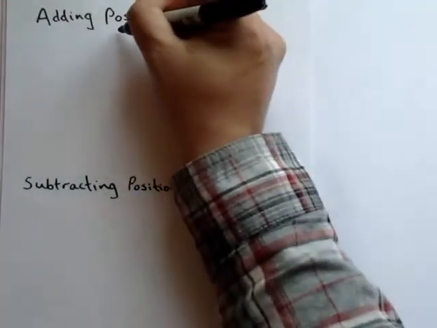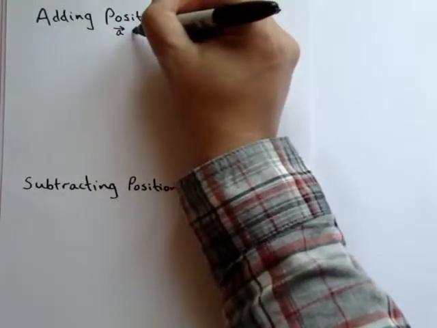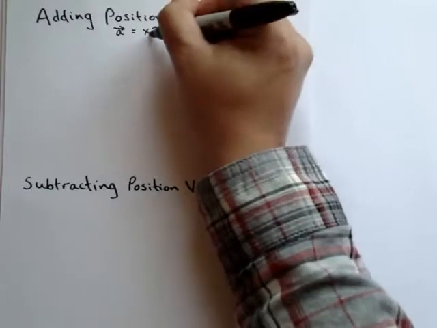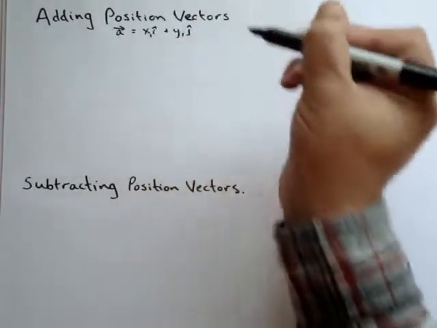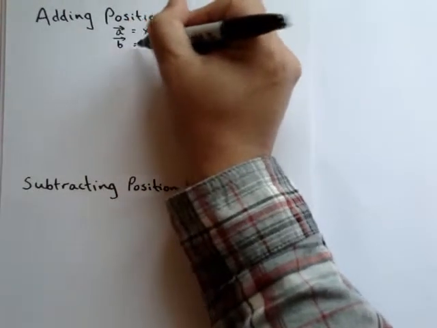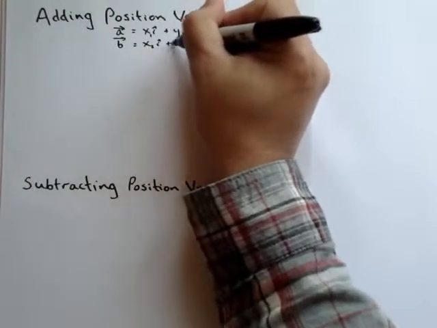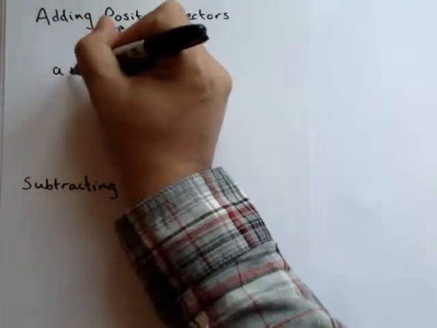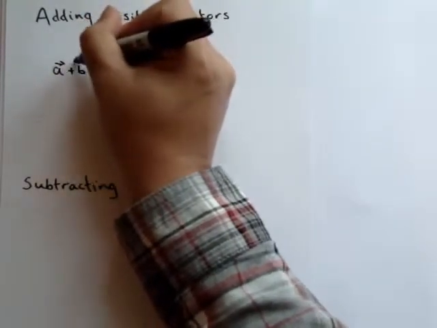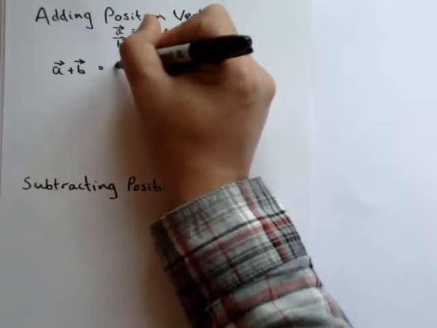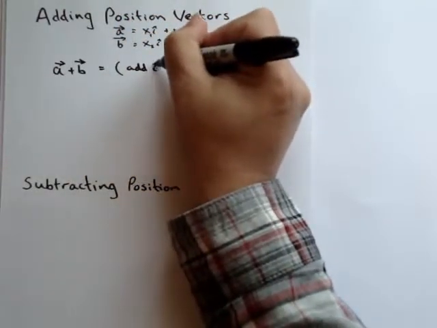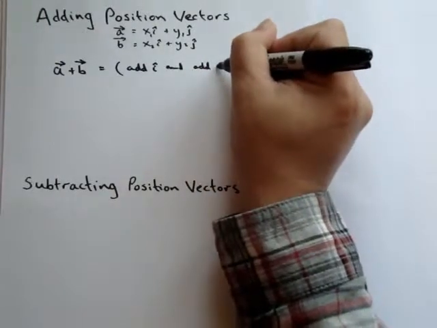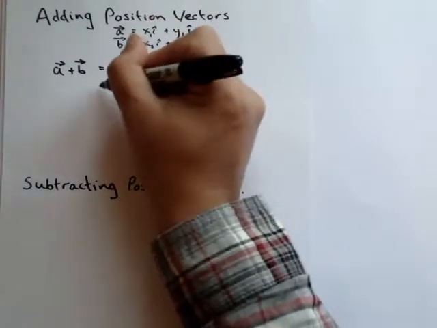Adding position vectors: if we have the vector A equals x1 unit vector i plus y1 unit vector j, and we have B as x2 unit vector i plus y2 unit vector j, then A plus B, so we're adding the vectors together, we add the unit i vectors and add the unit j vectors.